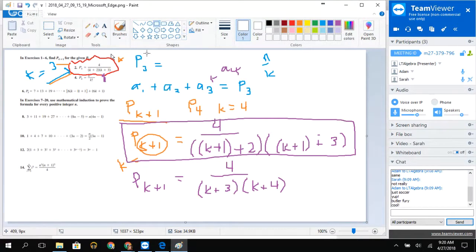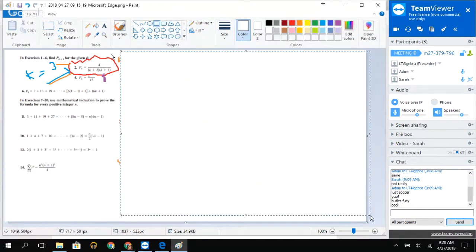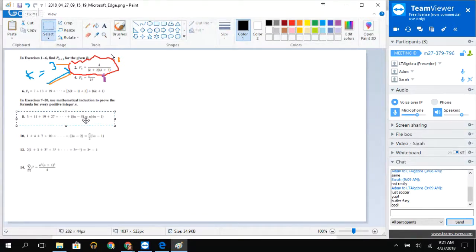All right, I'm going to clear this off. And we'll actually do some of these mathematical inductions. Okay, so in exercises 7 through 20, we're actually only going to do 7 through 13, so that's a portion of that. Use mathematical induction to prove the formula for every positive integer n. Okay, so let's take number 8 here. Instead of me rewriting it, I'm going to copy it and stick it over here.